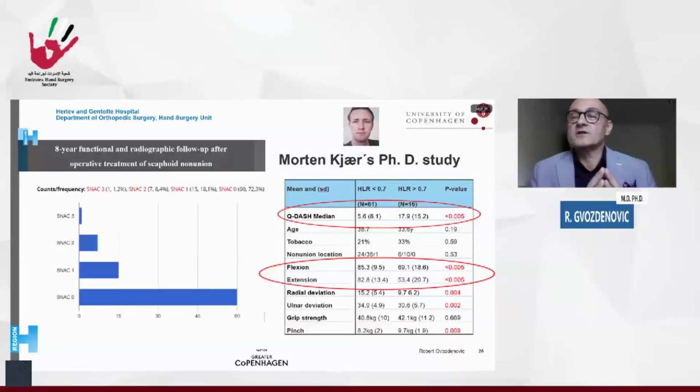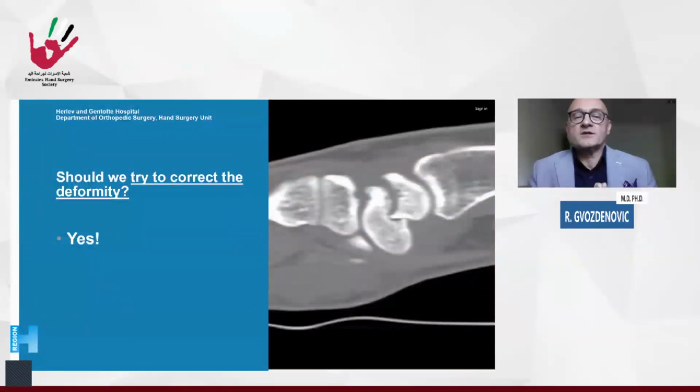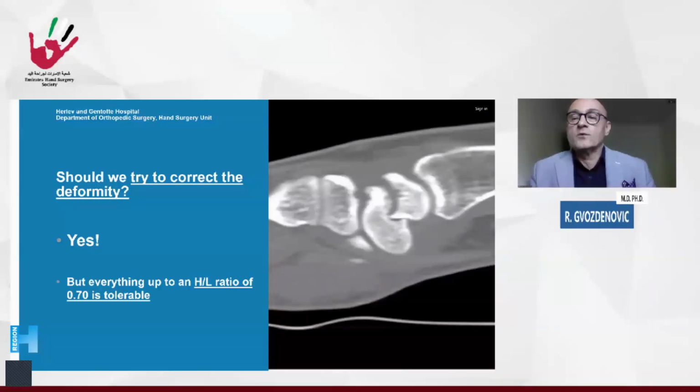I will just add to this debate about what matters more, malunion or not. I would say that what matters most is union. So if somebody is united after surgery, they're happy, even if they are in small malunion. And then the question again, should we correct the deformity? Of course, yes, we should. We should try to correct it and try to correct it properly, but everything up to a height-to-length ratio of 0.70 is tolerable. So we should relax.